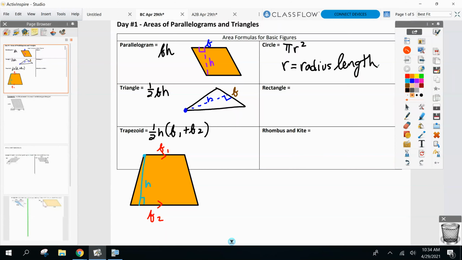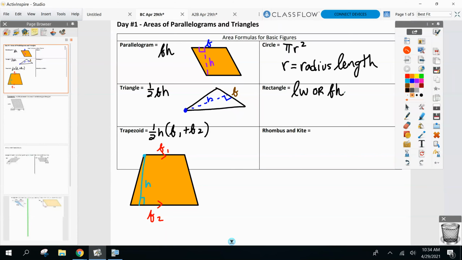All right. Your good old rectangle formula. That is basic. Length times width. Keeping with the base times height, you could also do base times height.